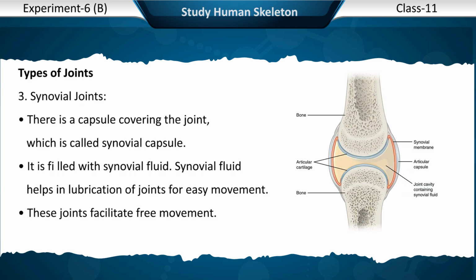3. Synovial joints. There is a capsule covering the joint, which is called synovial capsule. It is filled with synovial fluid. Synovial fluid helps in lubrication of joints for easy movement. These joints facilitate free movement.